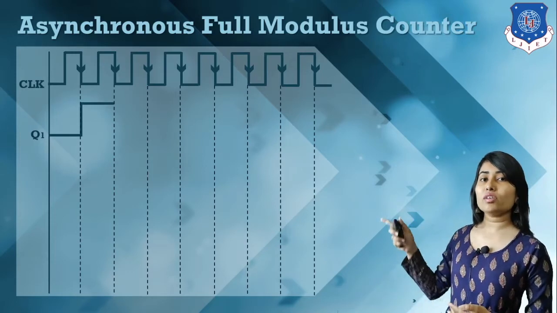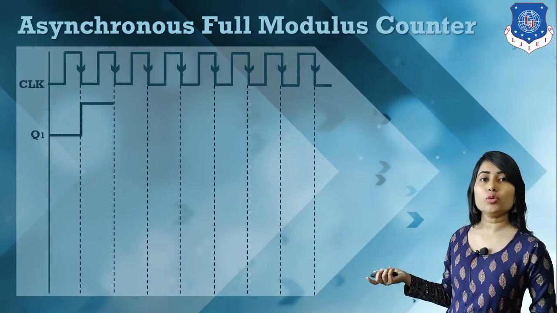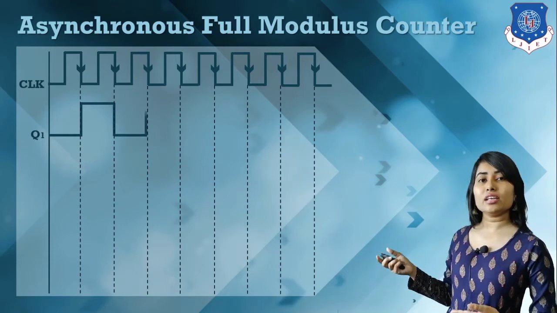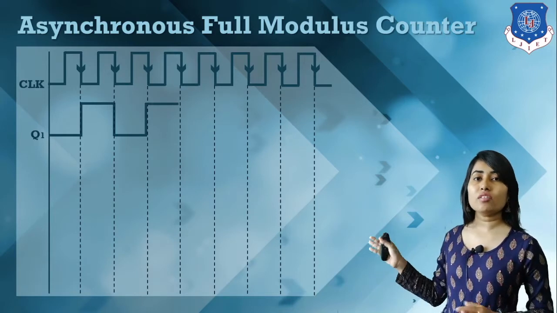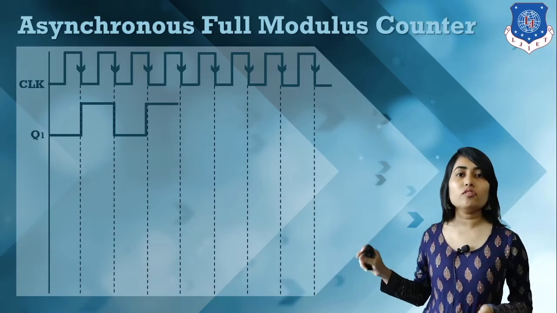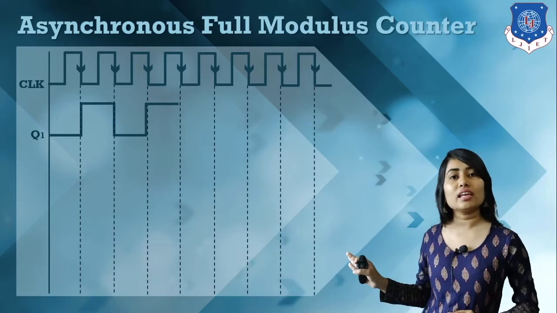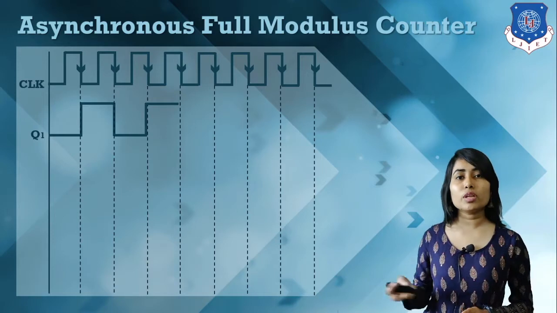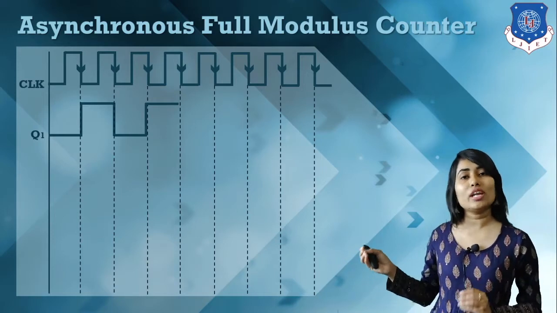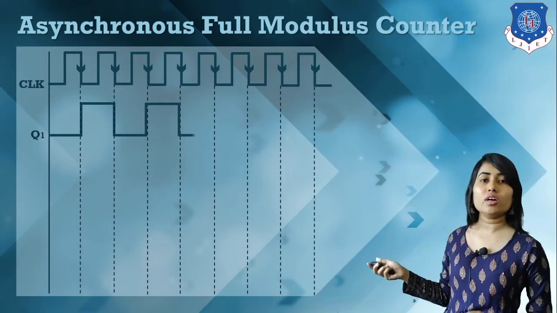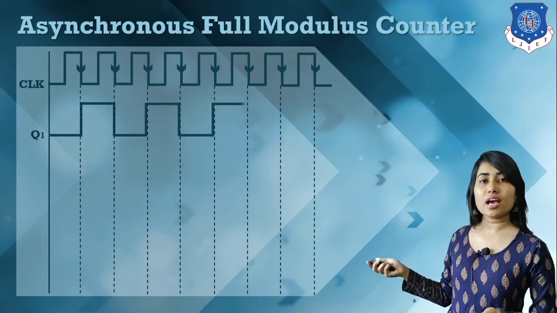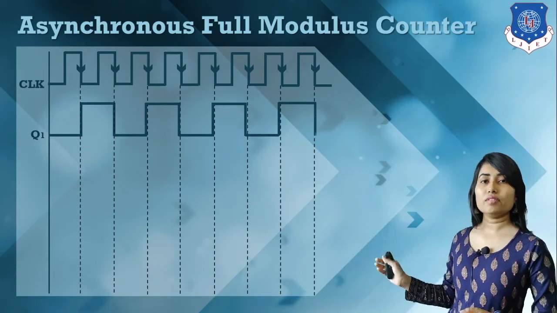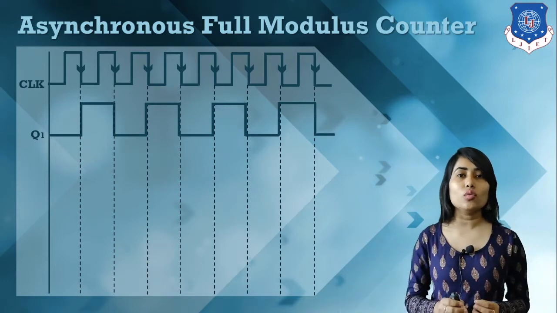Now again we have a negative edge here, so our output will be toggled. Here we have 0, and then here we have 1. Whenever a negative edge arrives, our output will toggle, and if there is no negative edge, our previous value will continue up to the next negative edge. So here we have 0, then 1, then 0, then 1, then 0. This is how Q1 works.